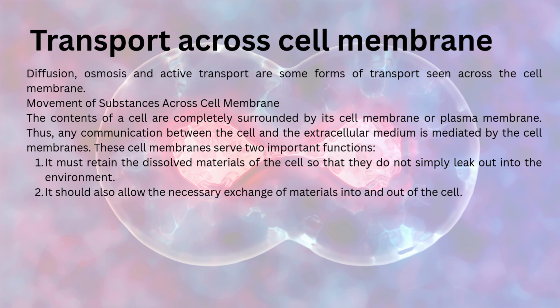The cell membrane, also known as the plasma membrane, surrounds every cell and acts as a selective barrier. It performs two important functions. First, it prevents the cell's internal substances from leaking out. Second, it allows the controlled movement of essential nutrients, water, gases, and waste products into and out of the cells. The transport of substances across the membrane occurs through different mechanisms such as diffusion, osmosis, and active transport.